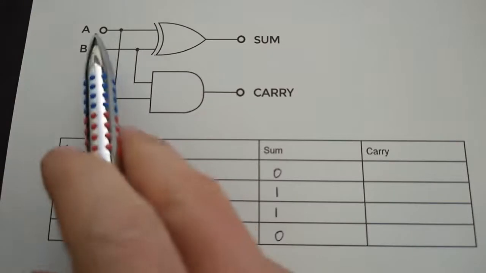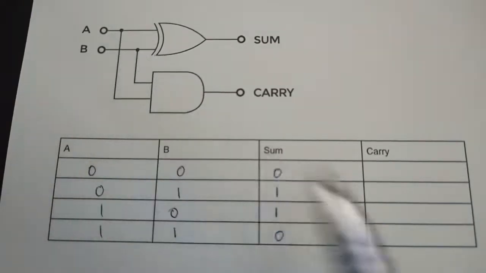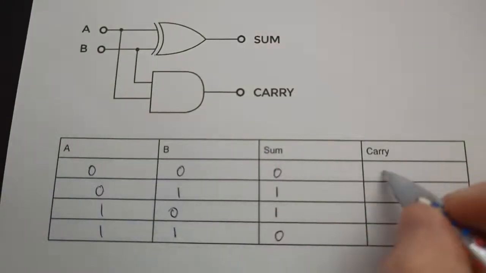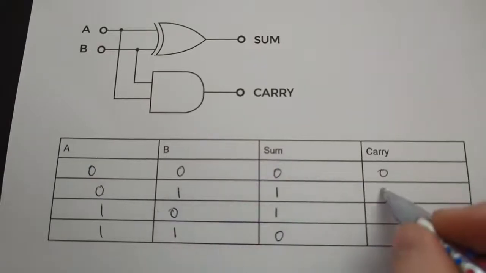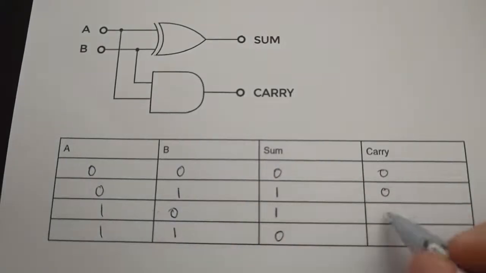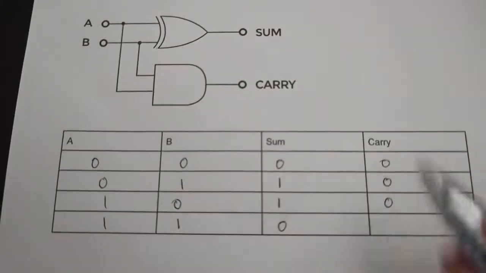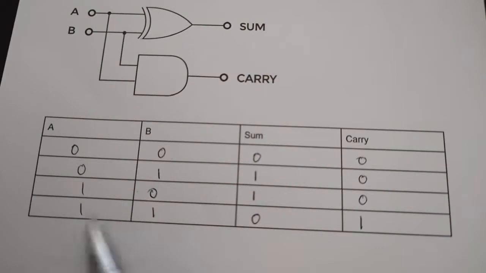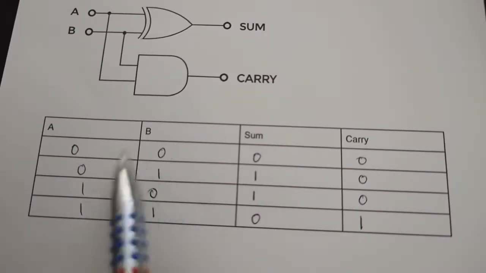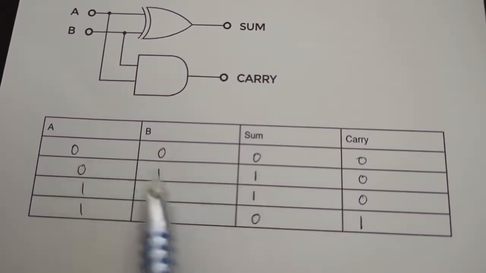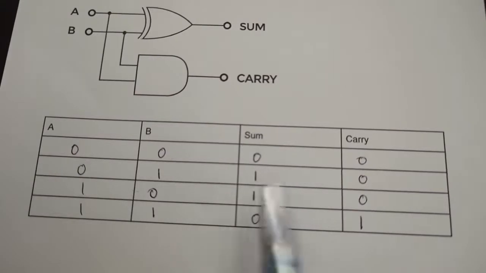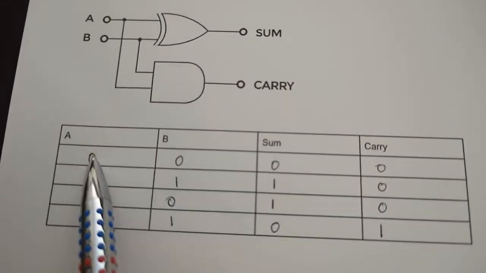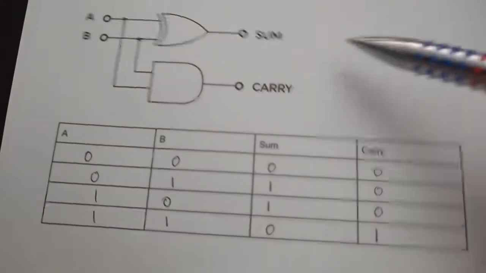Now for the AND, same inputs here. So 0 and 0 produces 0, 0 and 1 produces 0, 1 and 0 produces 0, 1 and 1 produces a 1. So you can see here that if there's a carry, it means there are 2 1 inputs, otherwise there's just a single 1 and it's a sum, and otherwise it's nothing at all. That's a half adder.